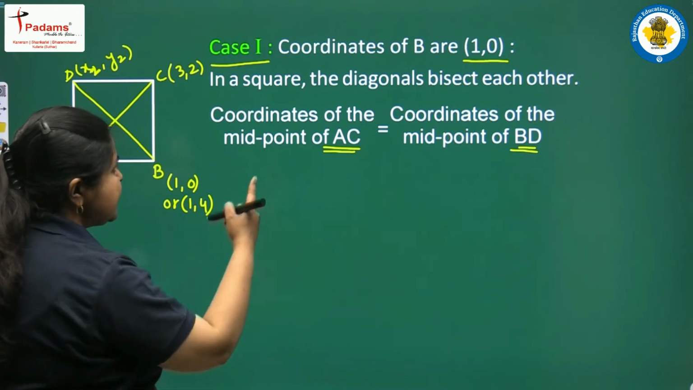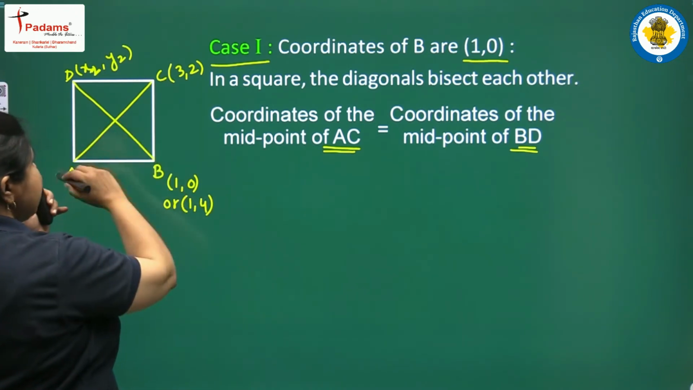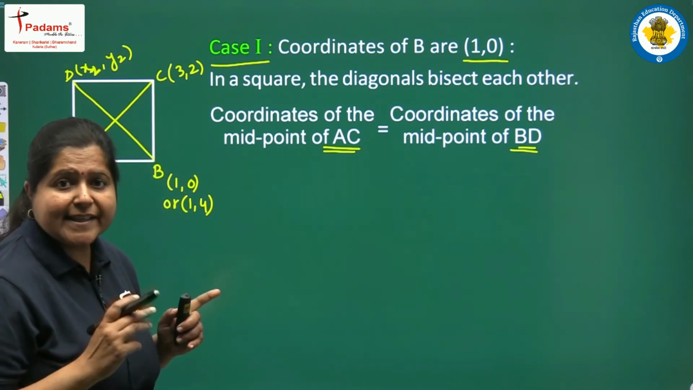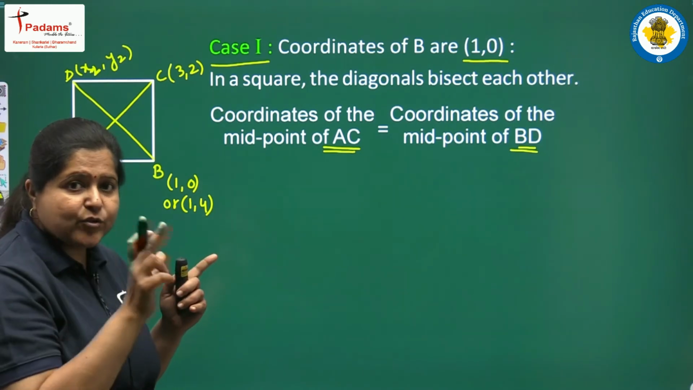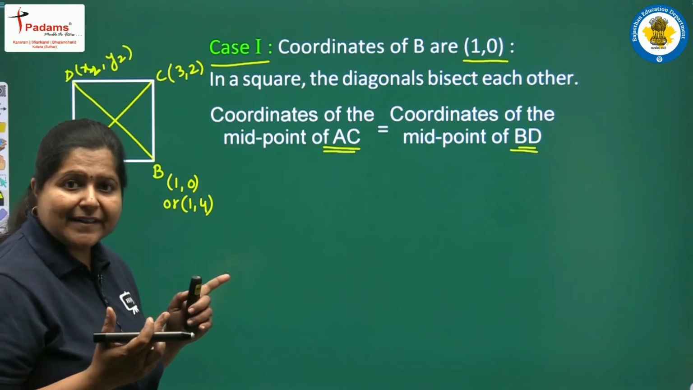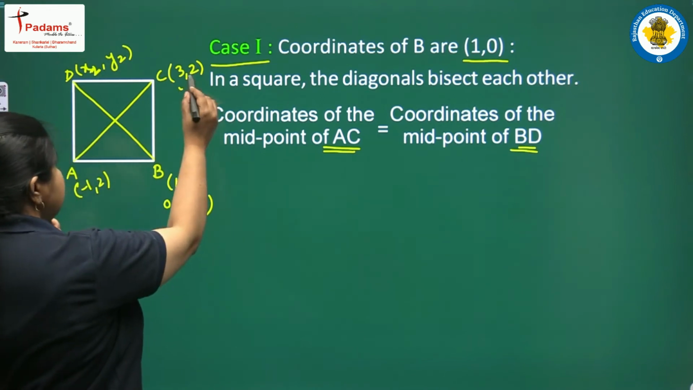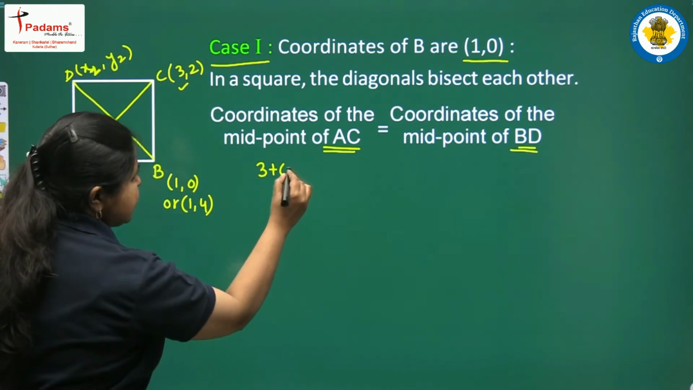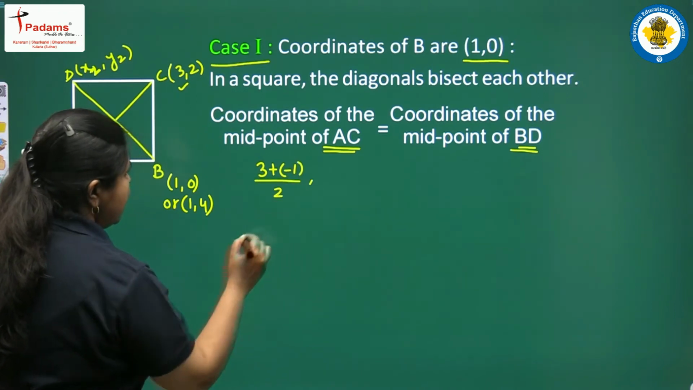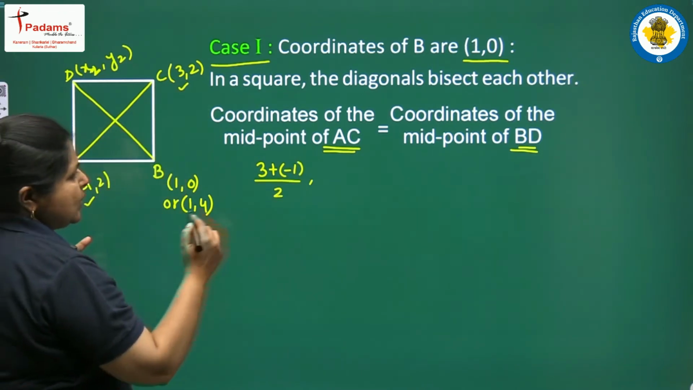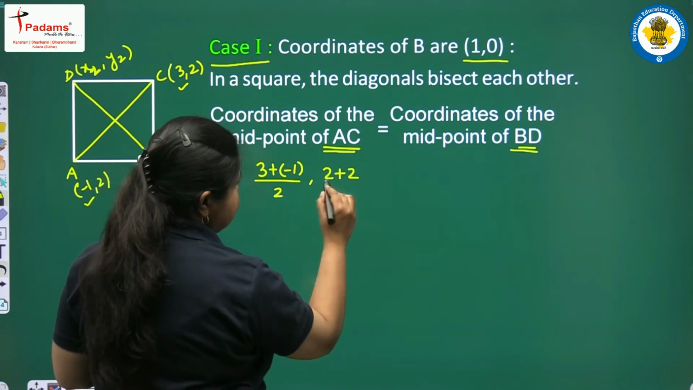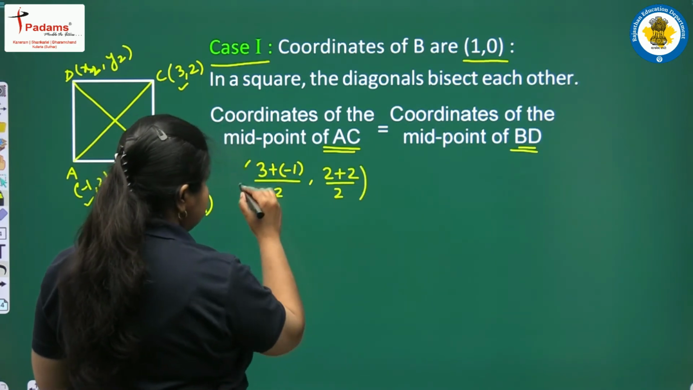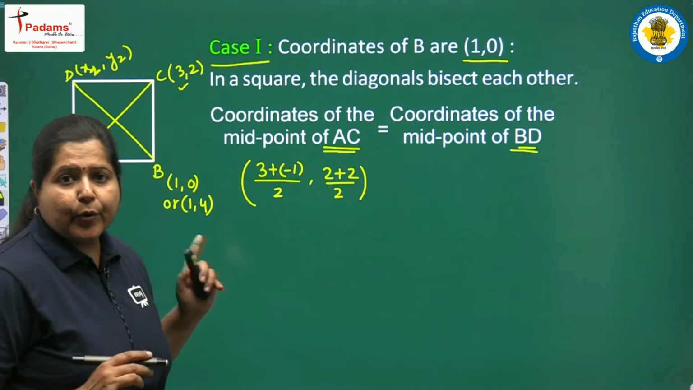Now, कोऑर्डिनेट्स ऑफ द मिड पॉइंट ऑफ AC. देखिए आप, ये AC है, मिड पॉइंट के कोऑर्डिनेट्स कैसे मिलते हैं? दोनों तरफ के x कोऑर्डिनेट्स को एडअप करके 2 से डिवाइड कर लीजिए. तो यहाँ से देखिए 3 और यहाँ से -1, इनको आप एडअप करेंगे. (3 + -1)/2 और ये हो जाएगा (2 + 2)/2. ठीक है, ये हो गए हमारे AC के मिड पॉइंट के कोऑर्डिनेट्स.